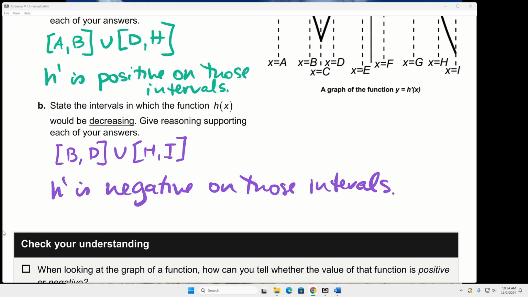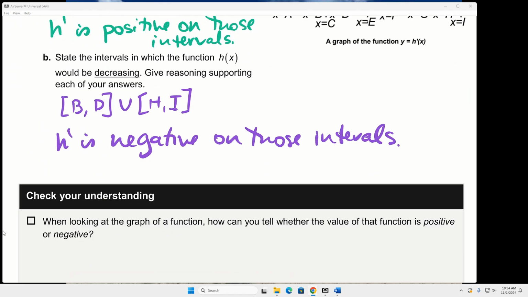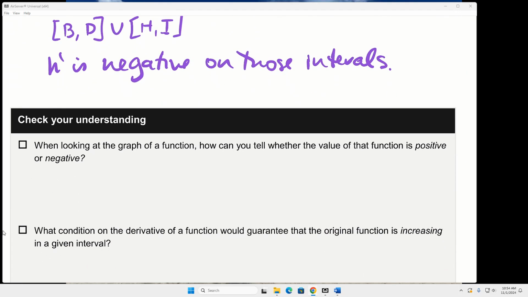And then your check for understanding. If you are looking at a function, how can you tell whether the value of that function is positive or negative? Yeah, so I said above the x-axis for positive, below the x-axis for negative. You can say above 0, as long as you understand that that's the y, you're fine. This is really for you to put in your own words. You don't have to use my exact words.